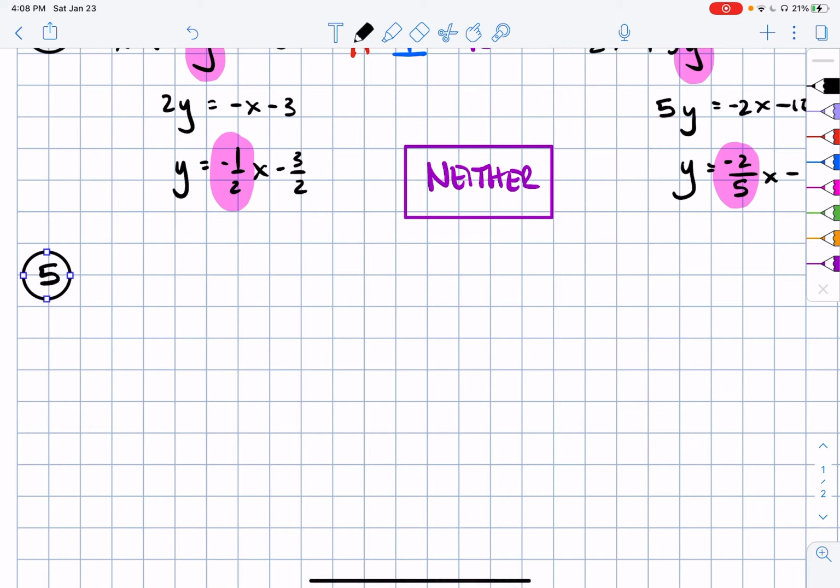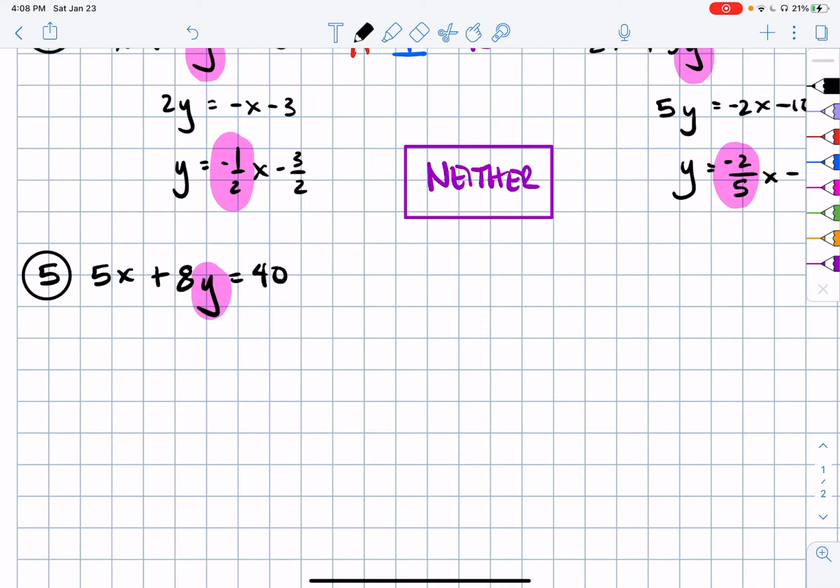All right, let's look at 5. 5 wants me to graph 5x plus 8y equals 40. Okay, so same thing. I'm going to get y by itself. Now, you could, in this case, use the intercepts, but if you don't recognize that, then don't bother with it. Just get y by itself.